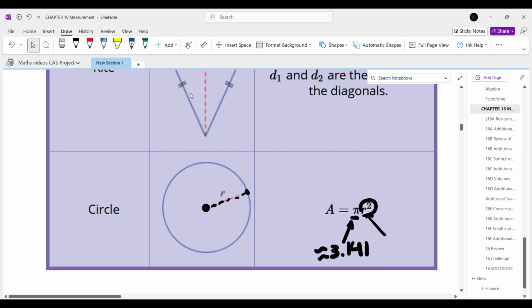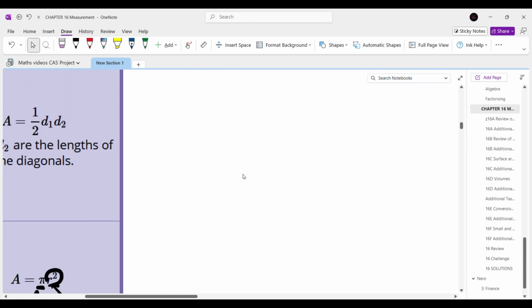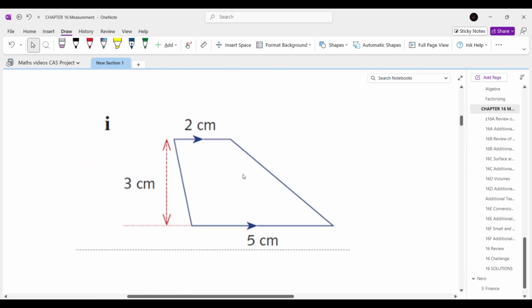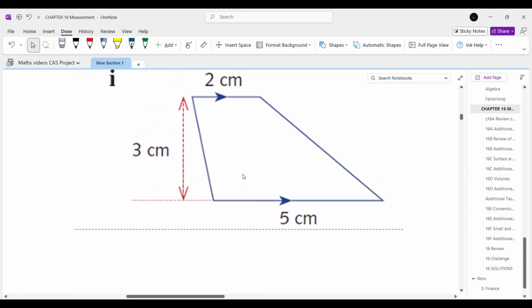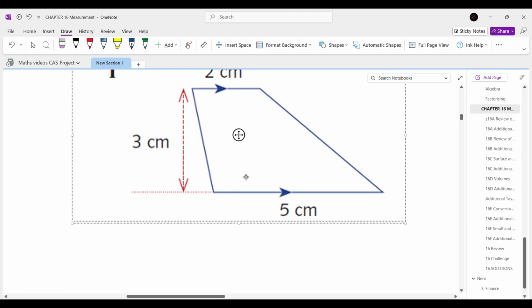You should know all of these formulas, but this is just a little bit of a revision, and we can practice using some of these shapes here. So we're going to try and calculate the surface area of some of these shapes. So this one, first one up, is a trapezium.